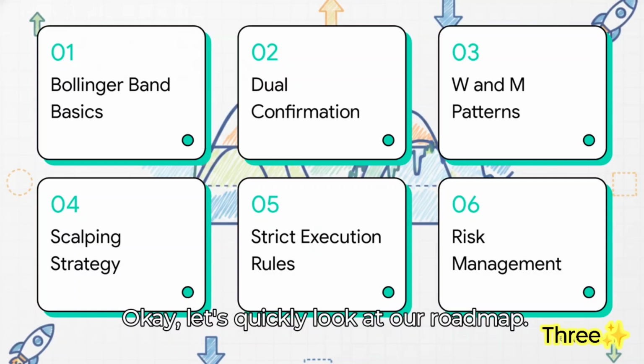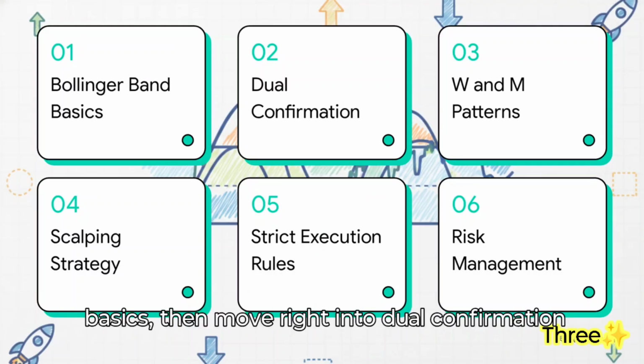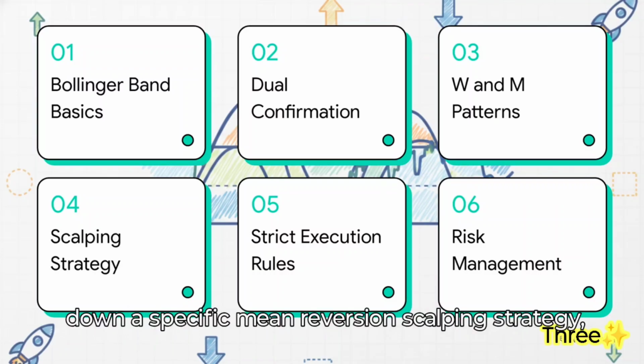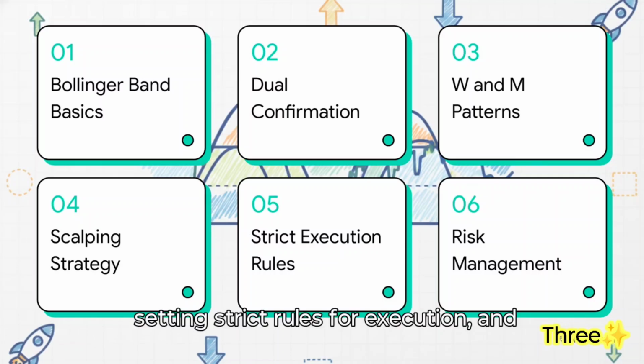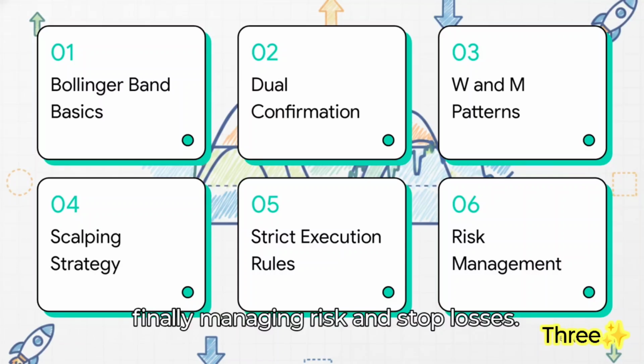Okay, let's quickly look at our roadmap. We'll start with mastering Bollinger Band basics, then move right into dual confirmation and indicators, trading W and M patterns, breaking down a specific mean reversion scalping strategy, setting strict rules for execution, and finally managing risk and stop losses.